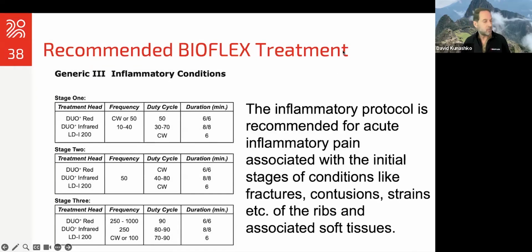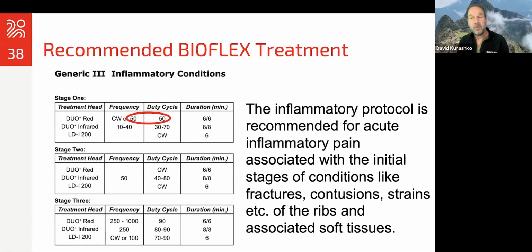Okay, so how are you going to use your equipment? We're going a little bit over time, sorry about that. We do have an inflammatory protocol, and this is what it looks like here. Now, I want you to pay attention to stage 1. There are two choices, continuous wave or 50/50. It presets for continuous wave, but what I'm going to ask you to do is customize it and choose 50 hertz and 50% duty cycle for the red. So it's a pulsing light. You probably won't really see it.